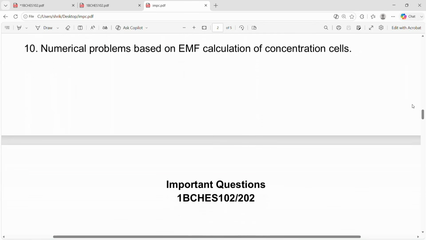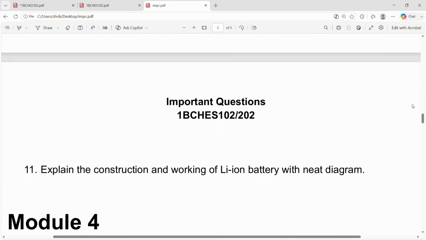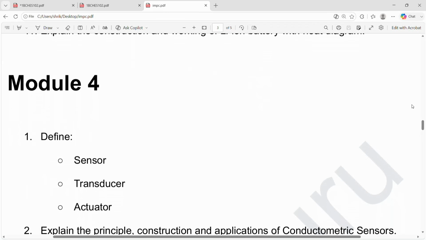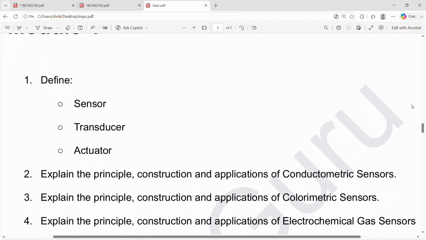Numerical problems based on EMF calculation of concentration cell. Explain the construction and working of lithium-ion battery with neat diagram. Module 4. Define all of this. Explain the principle, construction and applications of conductometric sensors.